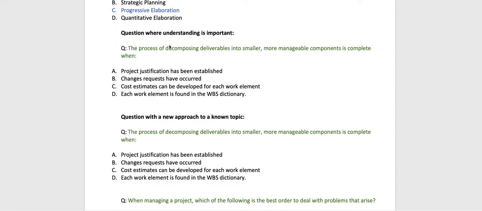You might think that it can be D, but just to let you know, the answer for this would be C, which is cost estimates can be developed for each work element. Why? In order to answer this question, you must understand the terms used, including the concept of decomposition and what value this technique has in the project management process. If you just know the definition, you would answer D. But if you know the whole concept behind decomposition and how decomposing works, you're going to choose answer C.